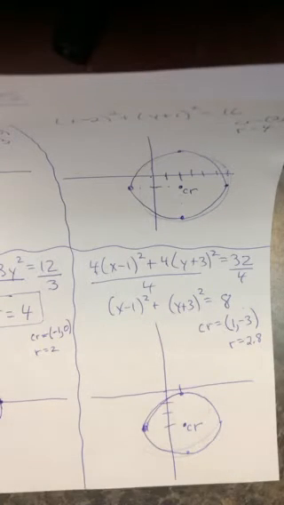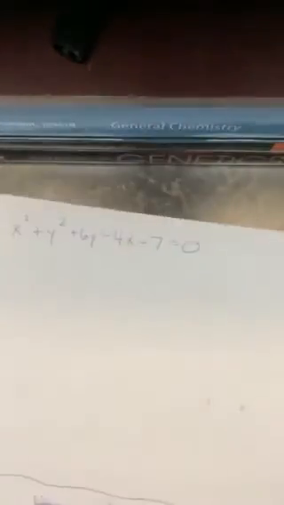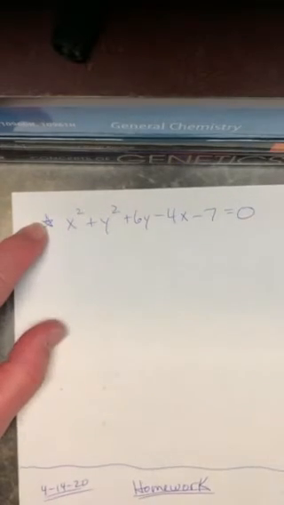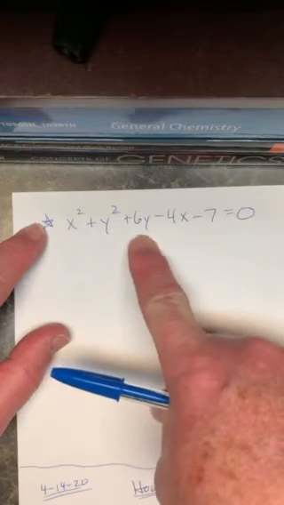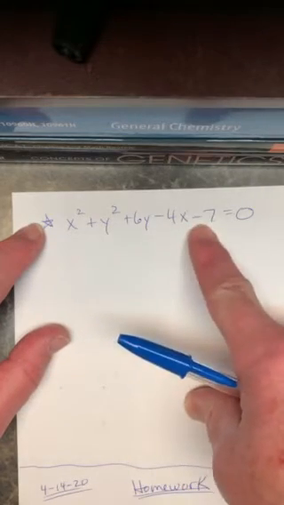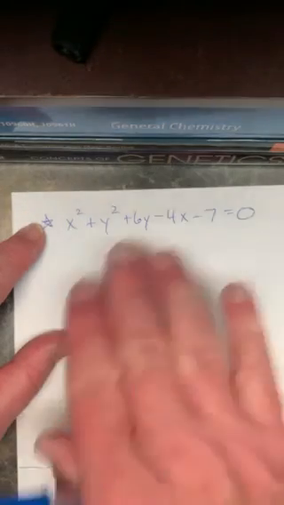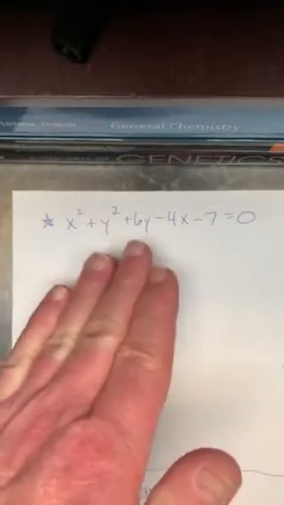Okay? And then finally, the only time this gets a little tricky, I'm going to flip to the back of my paper. I've got a big star by this last problem. X squared plus y squared plus 6y minus 4x minus 7 equals 0. That looks crazy. It certainly does not look like it's in standard form. What do we do to this?